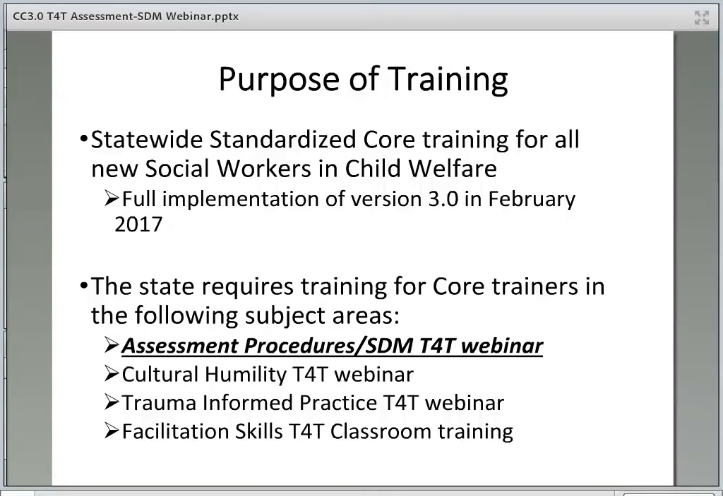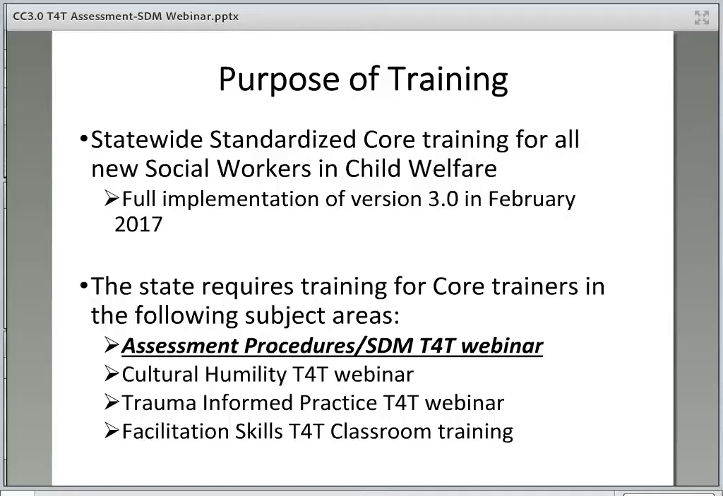CORE for Social Workers is designed to provide a standardized training program for all new social workers in the state of California. CORE version 3.0 will be fully implemented in February of 2017. This webinar provides the state-required training in the area of assessment procedures and structured decision-making. The state also requires training in the areas of cultural humility and trauma-informed practice. Both of these trainings are also available as recorded webinars.